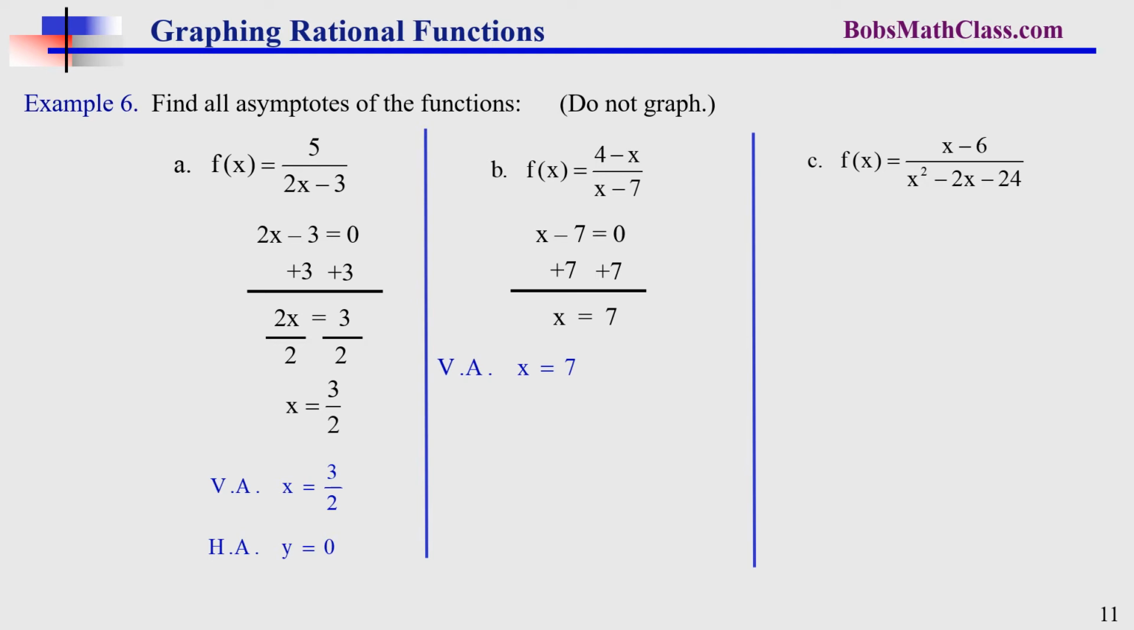Now, how about our horizontal? Well, the degrees are the same. We have an x to the first power on top, and an x to the first power on the bottom. So now it's the leading coefficients. The coefficient of the x on top is -1, and the coefficient of the term on the bottom is 1 also. So it's -1 over 1. Therefore, the horizontal asymptote is y equals -1.